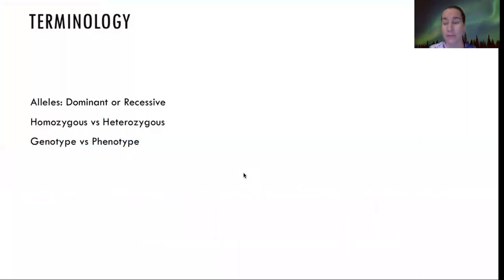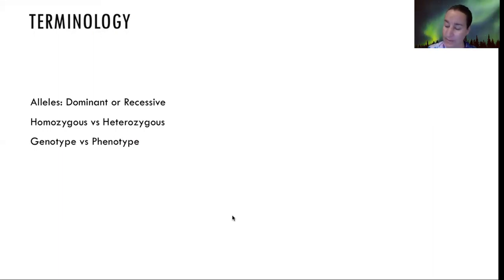We talked about dominant and recessive. Those are alleles. What are alleles? Alleles are traits, like brown eyes, blue eyes, dark hair, light hair, fair skin, dark skin. Those are all traits controlled by your genes. And alleles are different versions of those traits controlled by your genes.